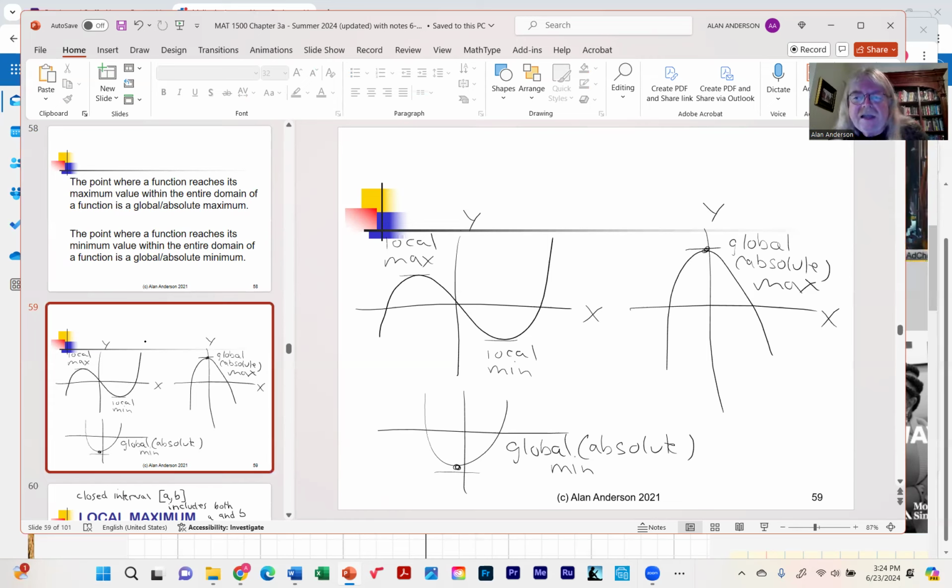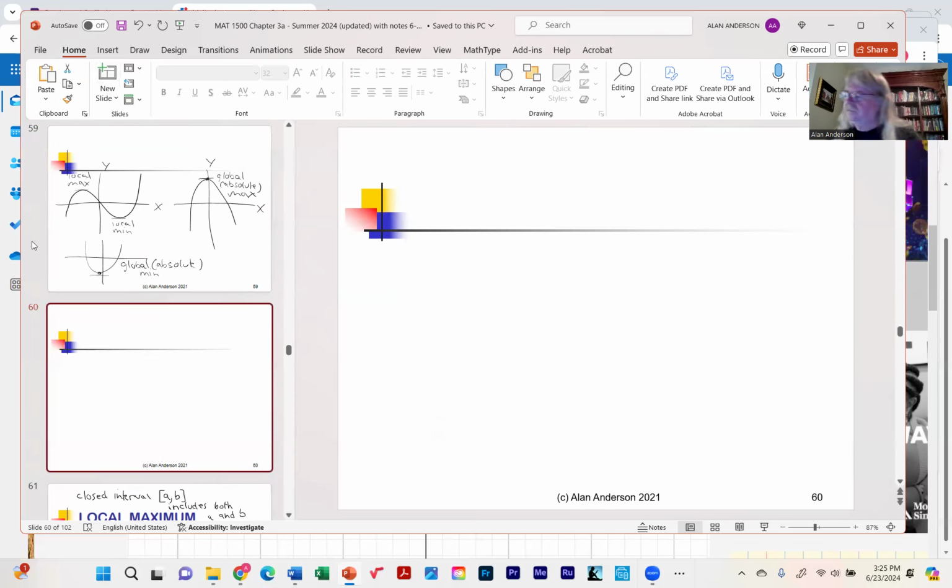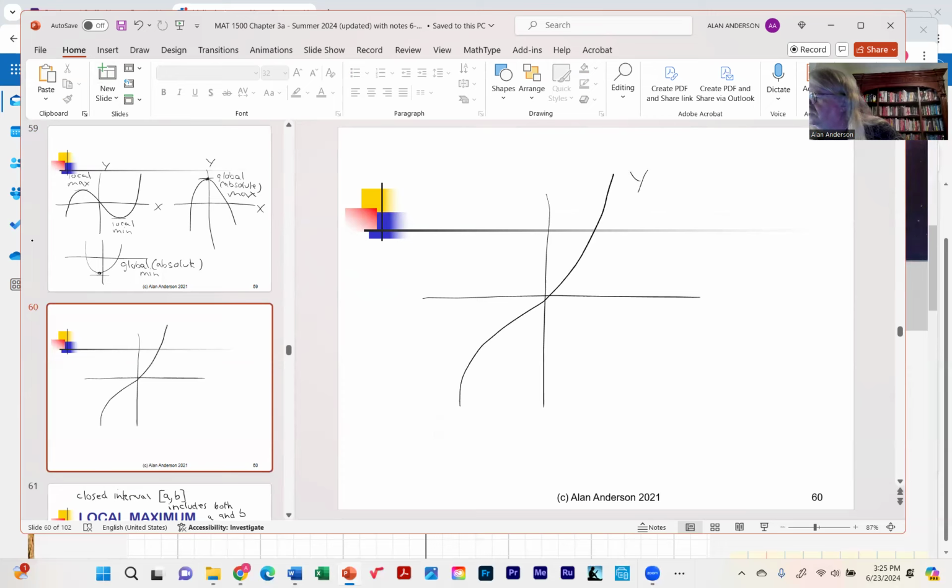So now a function can have a mixture of both. In fact, there can be a large number of different local extrema. There can only be one global, though, and there may not be any. For example, if you have something like this, there are no extrema here. It just goes on and on forever, up to positive infinity and negative infinity.